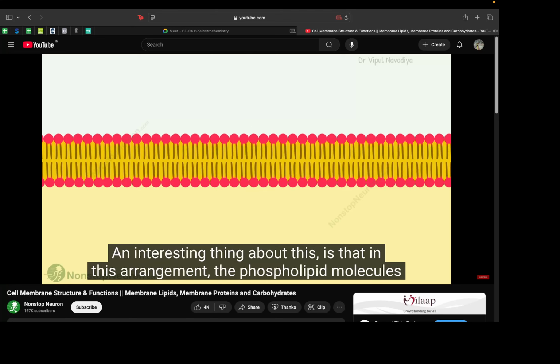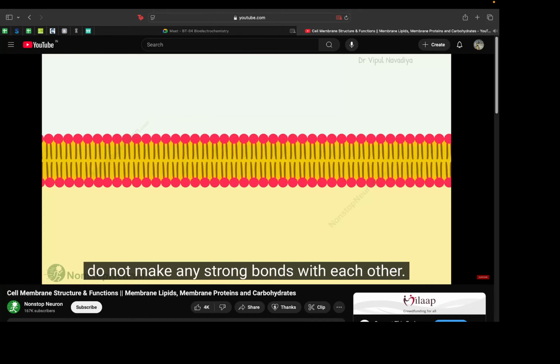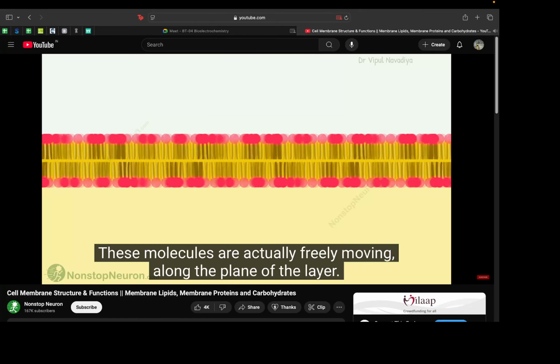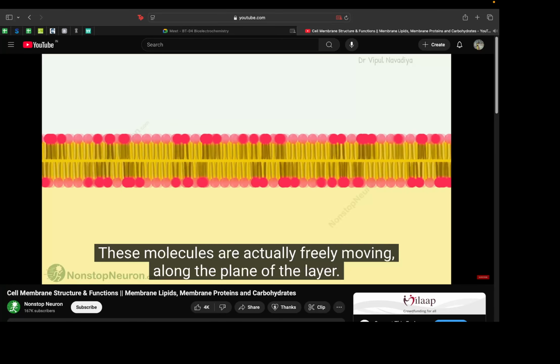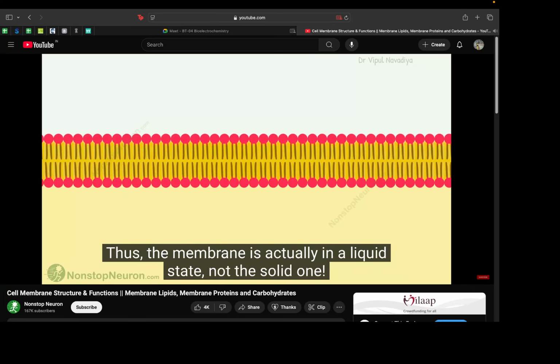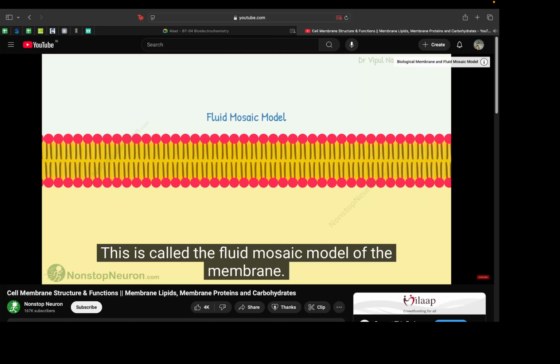An interesting thing about this is that in this arrangement, the phospholipid molecules do not make any strong bonds with each other. These molecules are actually freely moving along the plane of the layer. Thus, the membrane is actually in a liquid state, not a solid one. This is called the fluid mosaic model of the membrane.